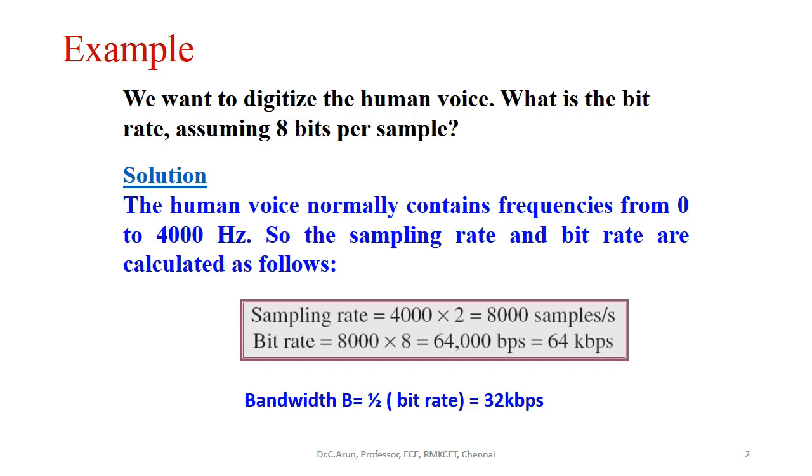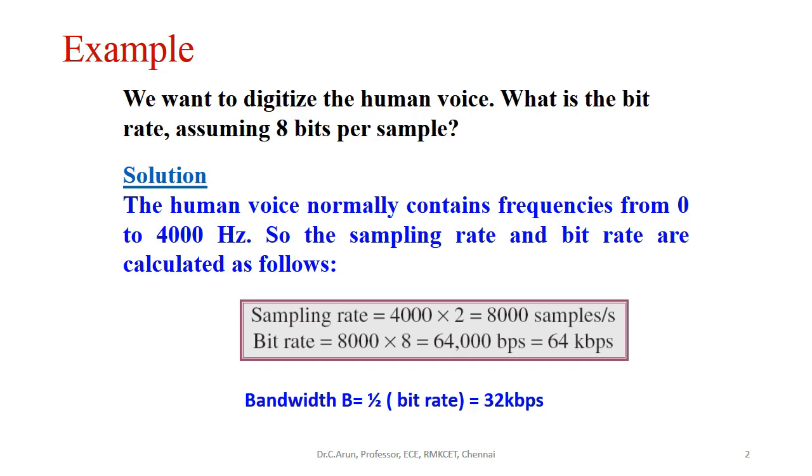In this example, we are able to understand how to calculate bit rate and bandwidth if you are performing pulse code modulation. So in this example, we want to digitize human voice. What is the bit rate, assuming 8 bits per sample?